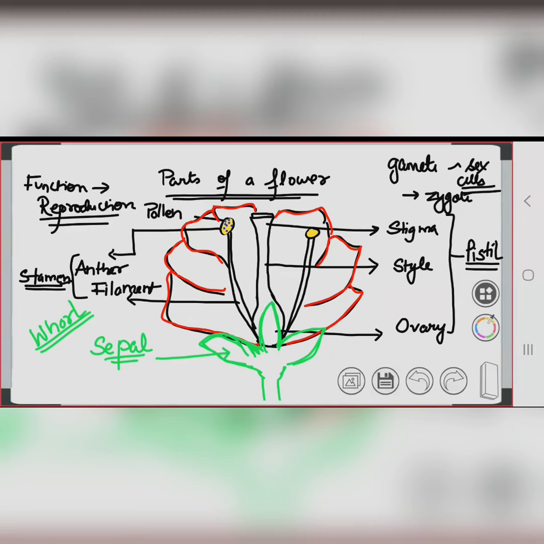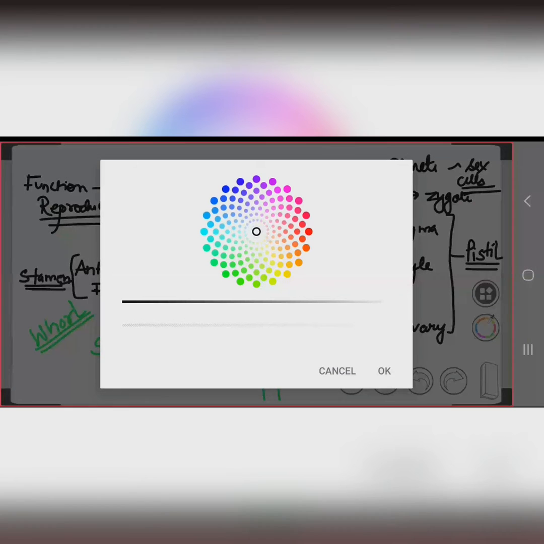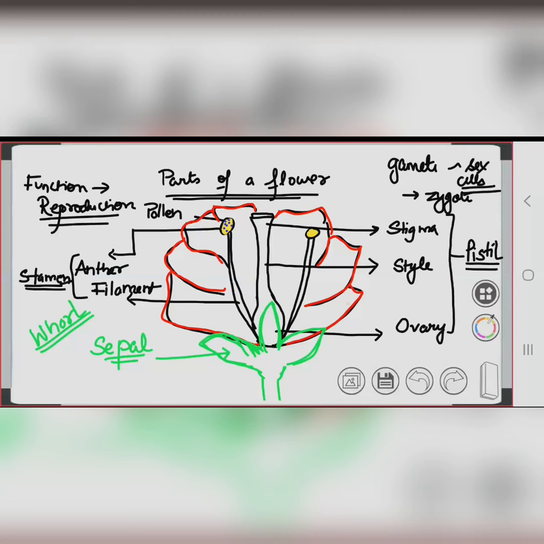Okay, so this colored portion of the flower is called petals. Petals, you will find, are very fragrant and colorful because they need to attract the insects and the birds. Birds will come near flowers.